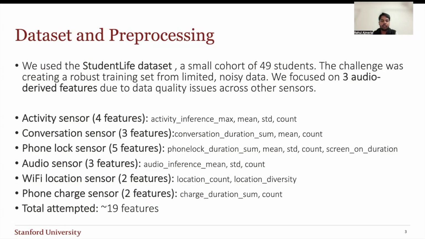One thing to note is that our data quality assessment revealed that while our pipeline tried to target 20 features from the five sensor modalities listed on this slide, only the audio sensor provided sufficient coverage and reliability across participants. This resulted in a final feature set of three audio-derived metrics.